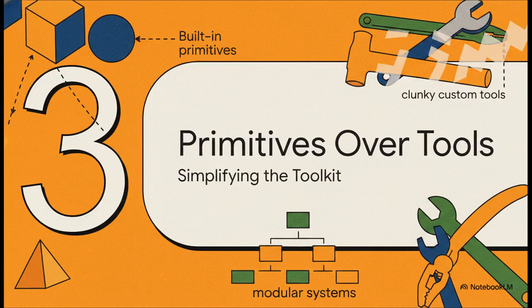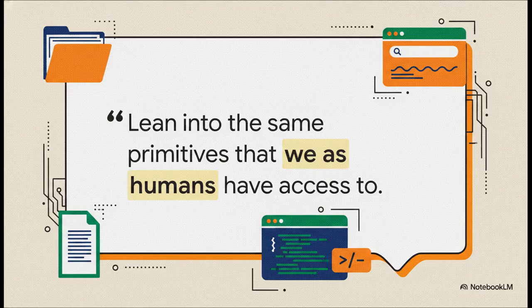Which brings us to Section 3, Primitives over Custom Tools. Time to simplify that toolkit. When you're building agents, a really great rule of thumb is to lean into the exact same primitives that we, as humans, have access to when we sit down at a computer.